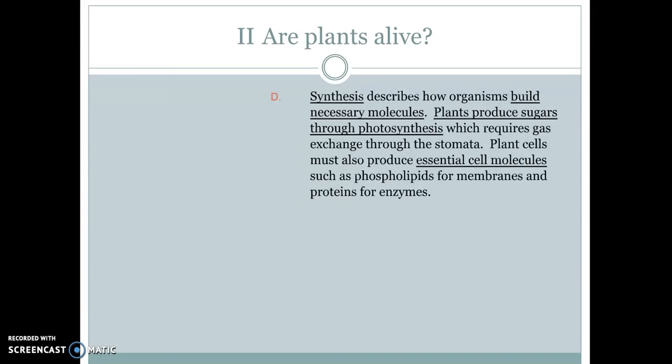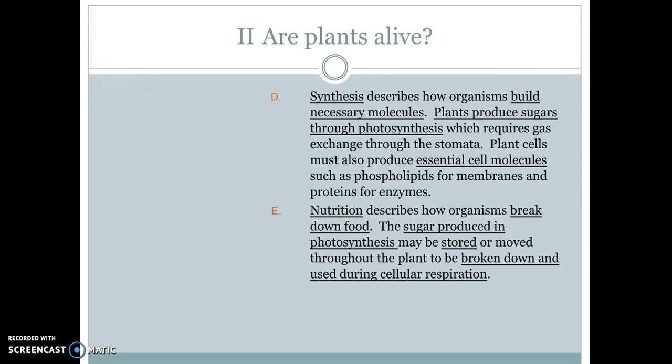All right, another part of our life process is synthesis, and this is pretty much just describing how organisms are building all of their necessary molecules. So plants are producing sugars through photosynthesis. Plants must also produce essential cell molecules such as phospholipids, because remember our cell membranes are made up of phospholipid bilayers, and proteins for the enzymes.